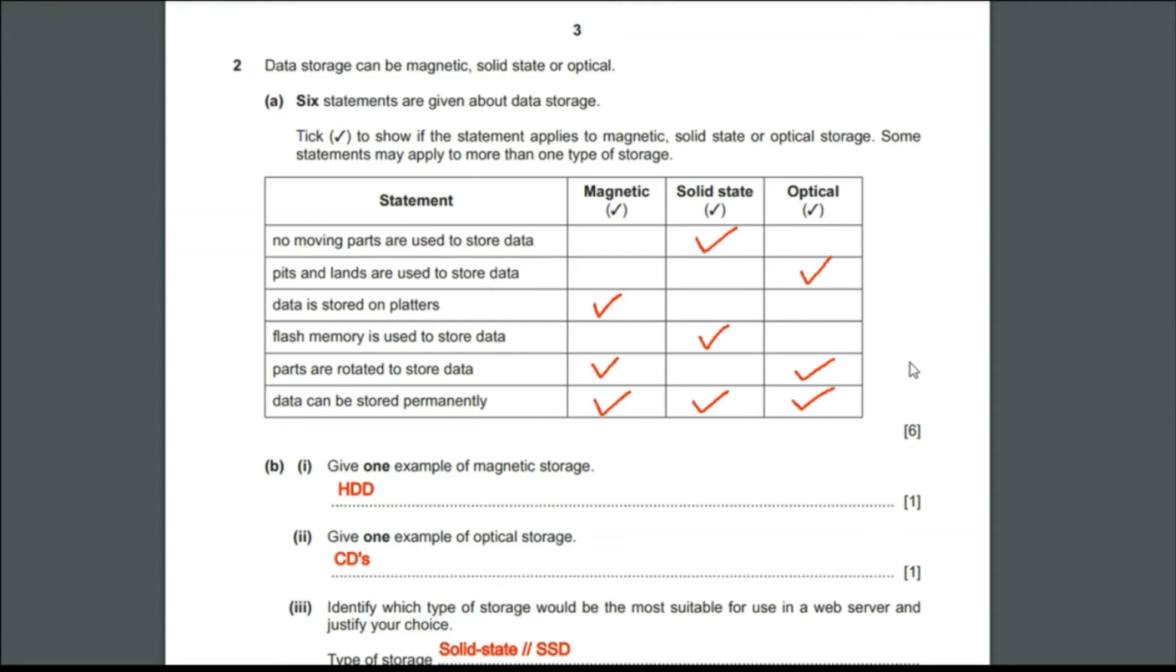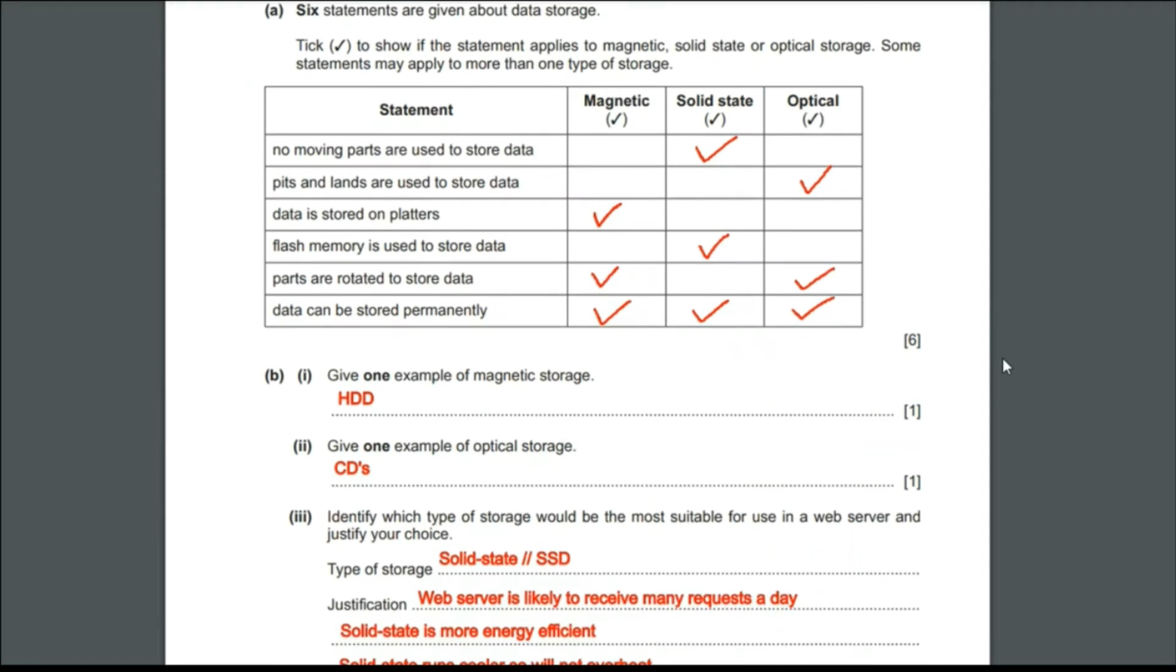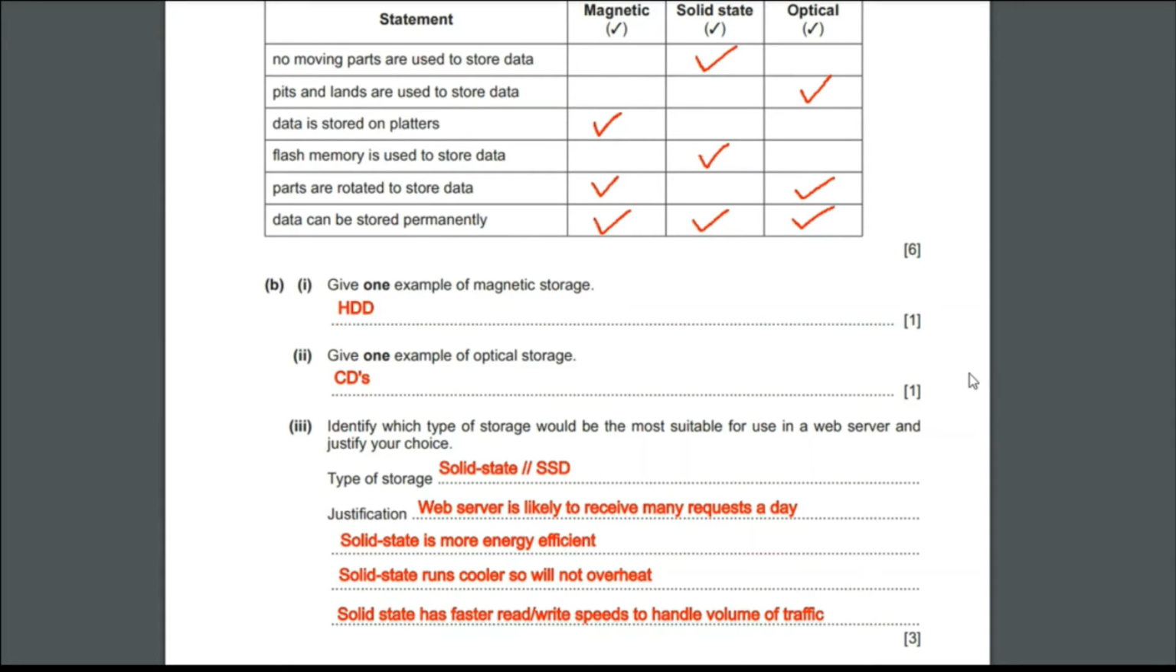And then the sixth statement is data can be stored permanently. All the three data storage types can store the data permanently. So coming to the B subdivision, the first one is give an example of magnetic storage, which can be like the HDD, which is hard disk drive. The second one is give an example of optical storage. We can write CDs, Blu-rays, and so on.